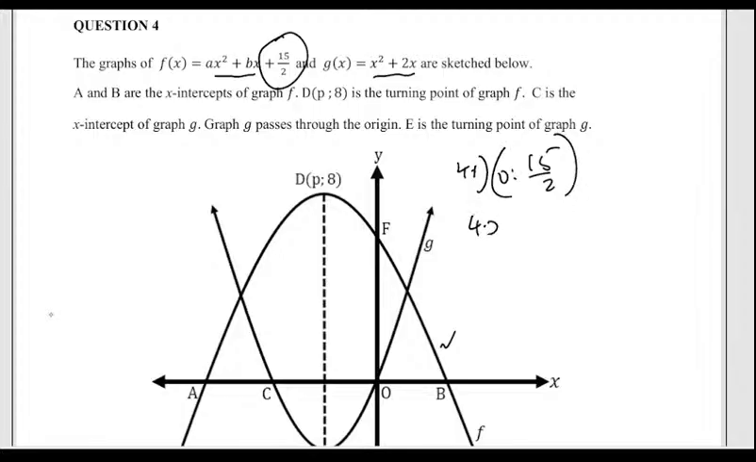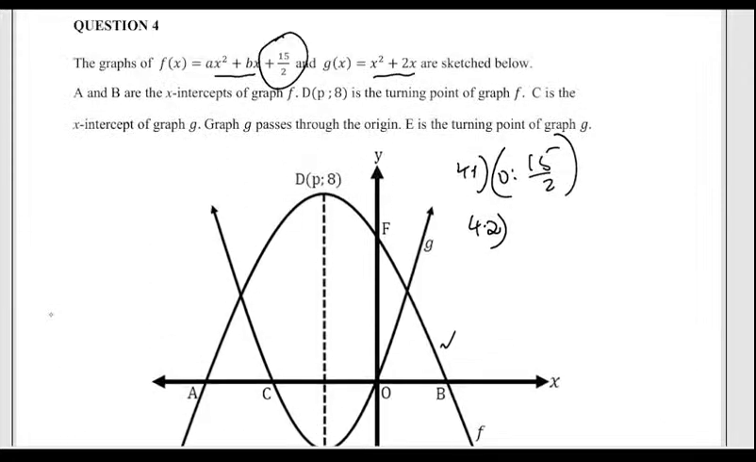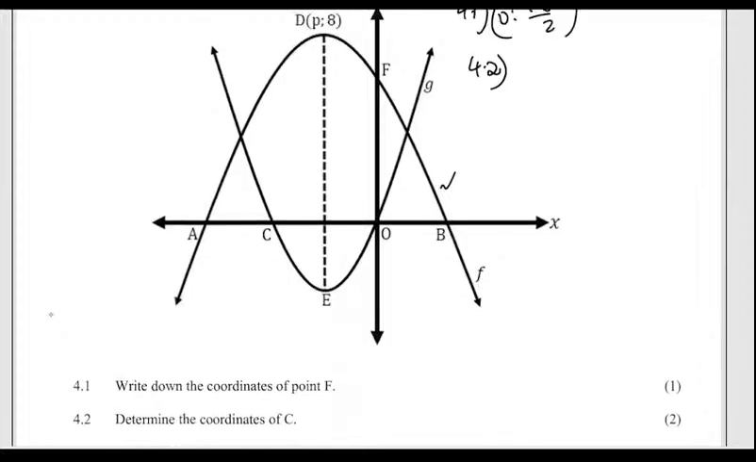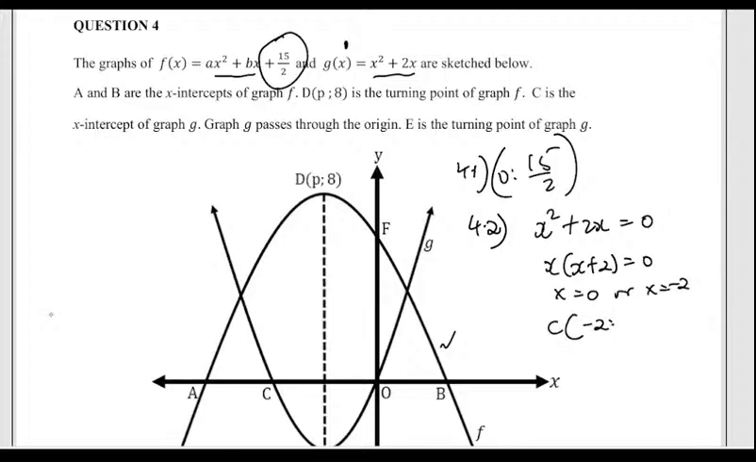We don't need a calculation for that. Or if you feel like it, substitute x with a 0, then you have your answer. Then determine the coordinates of C. So C represents the x-intercepts, y is going to be 0, and the graph that is passing through C is the g. So g of x, I'll put a 0 there, meaning that x squared plus 2x should be 0, x times x plus 2, meaning that x is 0 or x is negative 2. They want the coordinates of C. So C is going to be negative 2 with a 0.